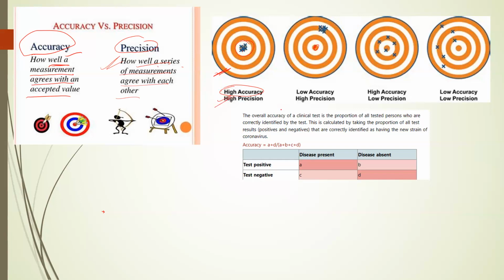But if you look at the second picture here, they are all clustered together. So the precision will be high, but they are all far from the bullseye, which is the accepted value. So the accuracy will be low.